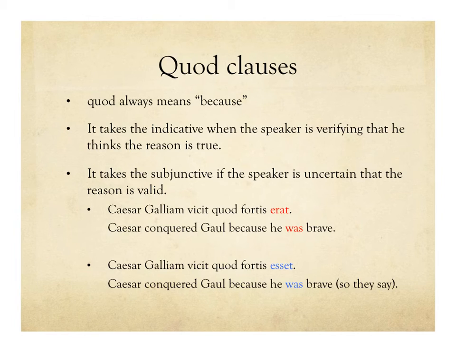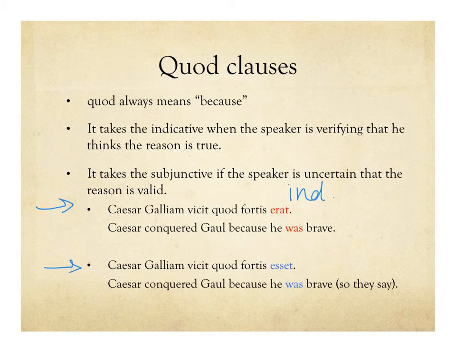Caesar Galliam vicit quod fortis erat. Okay, here we have the indicative. Caesar conquered Gaul because he was brave. If I say this, then I am saying, this is my opinion. I totally believe that the reason why Caesar conquered Gaul was because he was brave. End of story. My idea.